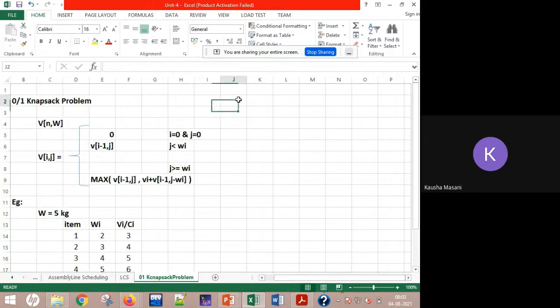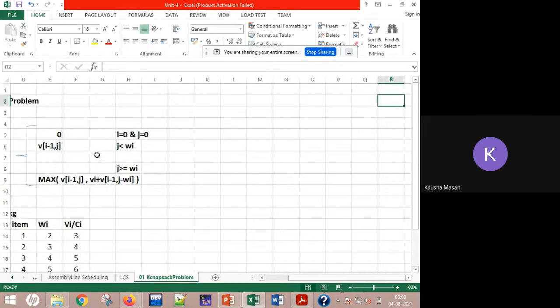I will do it here only. This formula stays here for your reference. First we are going to see what the capital W value is. It is 5, which means I have to divide it into 5 subproblems, and I'm going to start from 0, so actually there will be 6 subproblems. So you can start from here: 0, 1, 2, 3, 4, and 5.